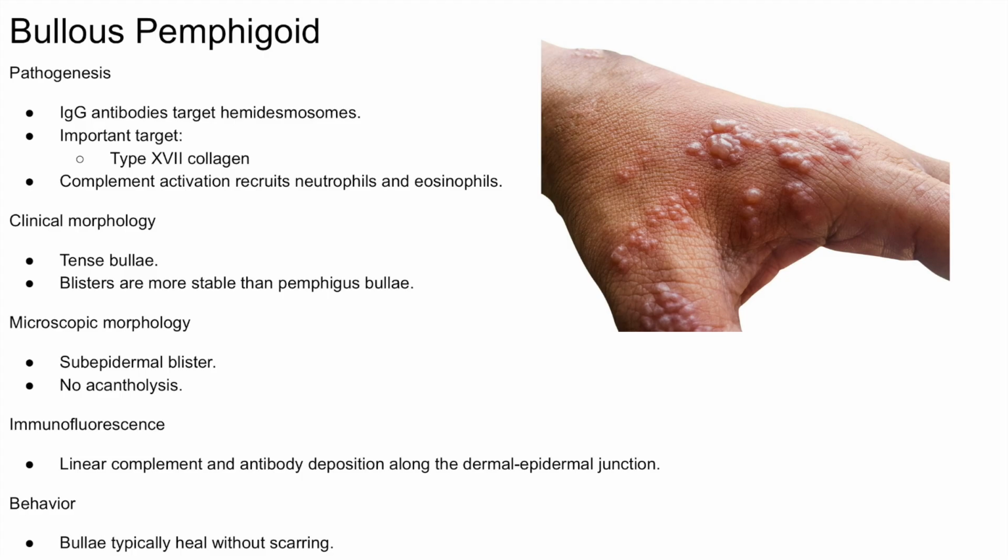Histology commonly shows eosinophils, but acantholysis is absent because keratinocytes remain attached to one another. Direct immunofluorescence demonstrates linear IgG and C3 along the basement membrane, so mucosal disease is less common than in pemphigus vulgaris, and healed bullae generally do not scar.